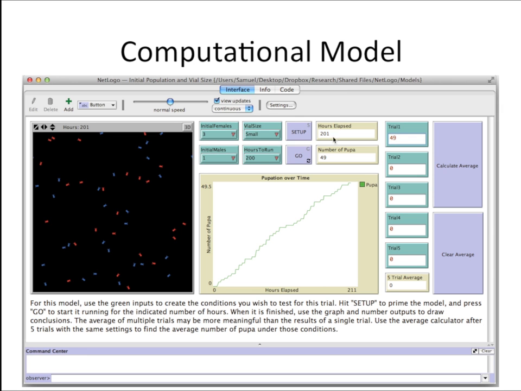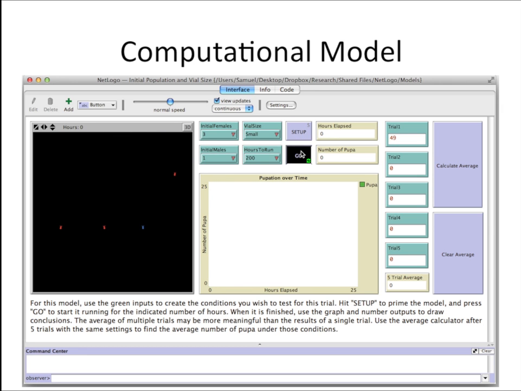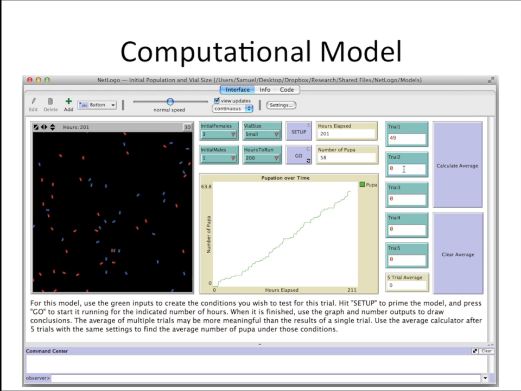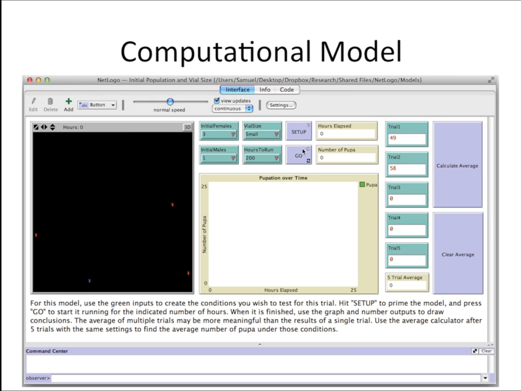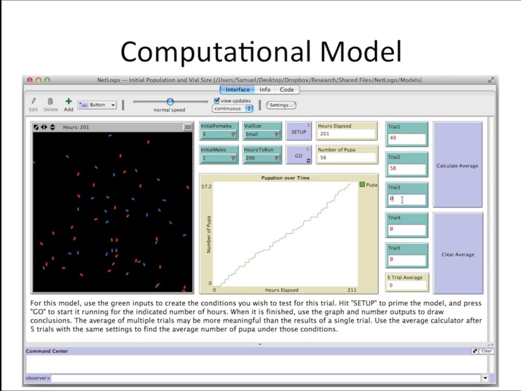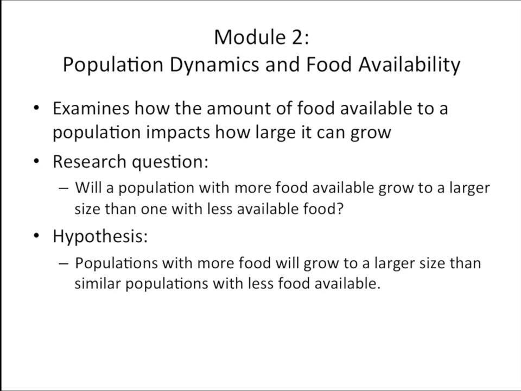So you're going to continue to do this until you have the 5 trials you want to average. Then you'll be able to compare the average for the 5 trials with 3 initial females to the average of the 5 trials with 1 initial female. So the first module looked at the sex ratios in the initial population.